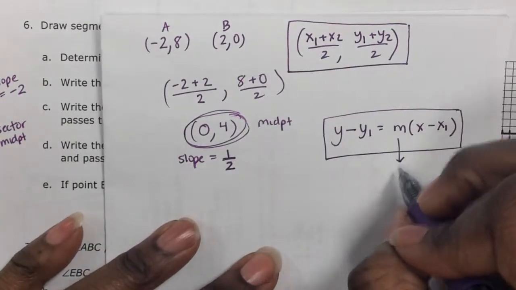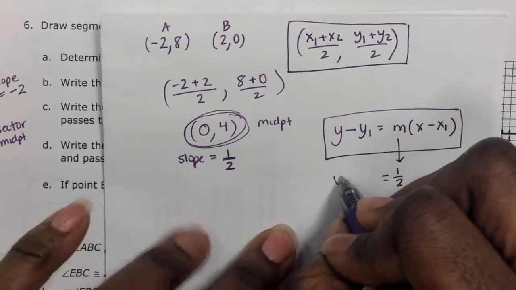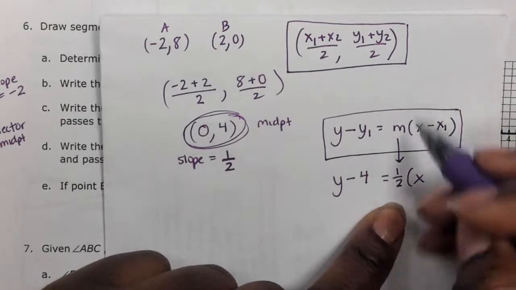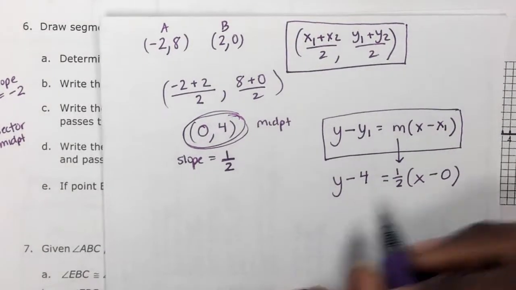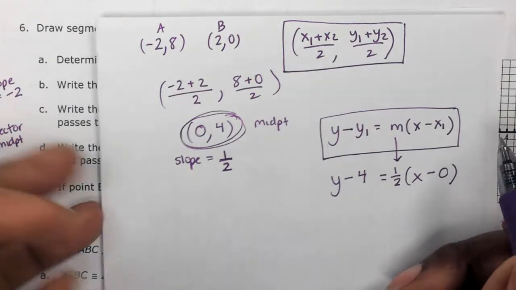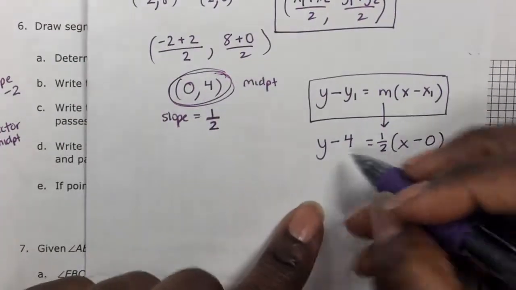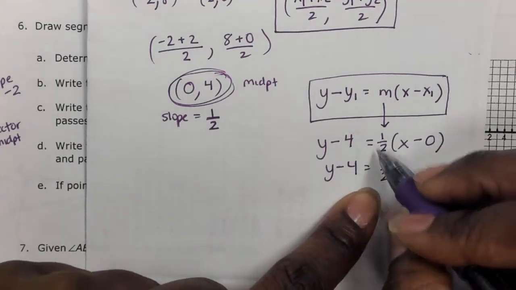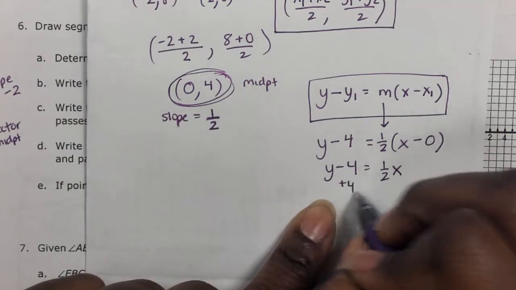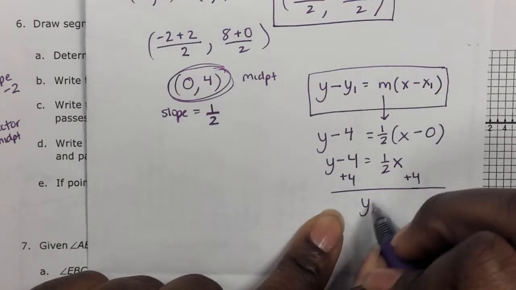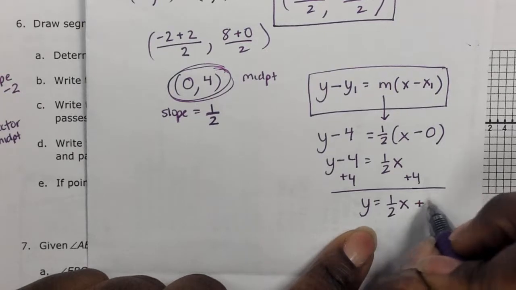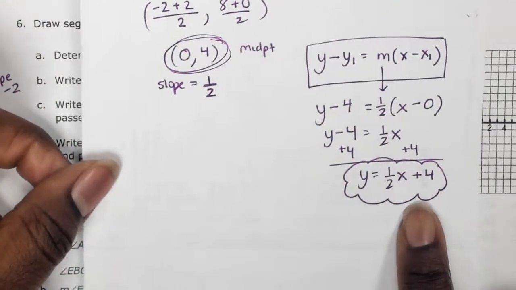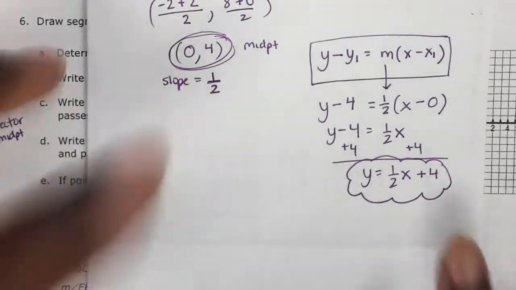So my m, that's the slope. And then the y value is a 4, then the x value is 0. So I'm just going to start solving it out. It doesn't say what type of equation, it just says write an equation. So that's y minus 4 equals a half x, because I'm going to distribute a half times 0, which is just 0. So I need to add the 4 back here. So this is my equation. This is the perpendicular bisector. And that's going to help us with letter B.